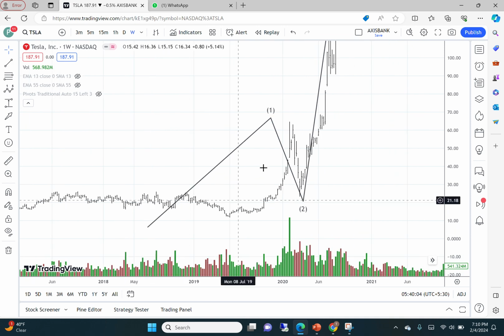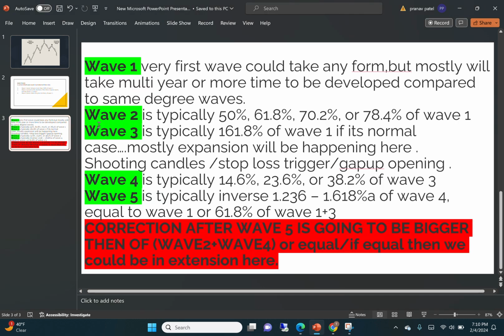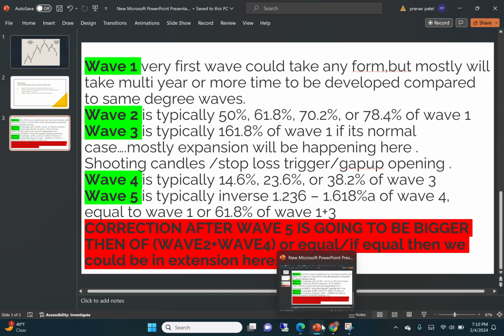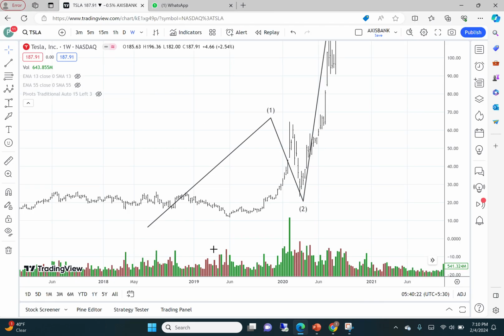So this is what I'm calling wave one. If we see the characteristic, let me show you the slides. The very first wave could take any form, but mostly will take multiple years or more time to develop compared to same degree waves. As we know, any wave that is happening will have internal waves. If we are talking about wave one, there will be internal waves over here as well. If we see, this could be my 0, 1, 2. We have to zoom in, make it daily, to analyze more, but that's what they are talking about, internal waves.